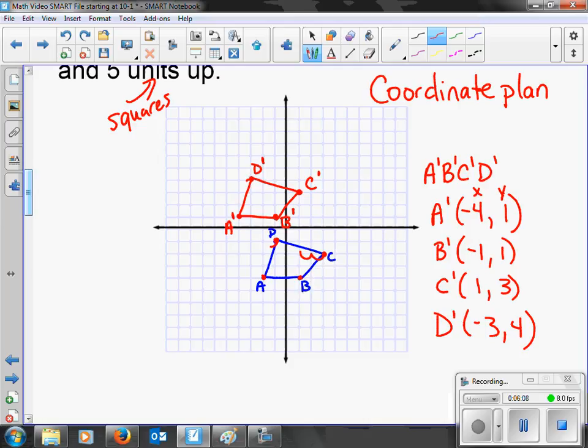So you want to make sure you're able to draw and write the new coordinates. The old coordinates I'll put over here, and I'll put them in blue because that's where I started. A was at negative 2, comma 4. That's where it started. B is at 1, comma 4. And then C is at 2.